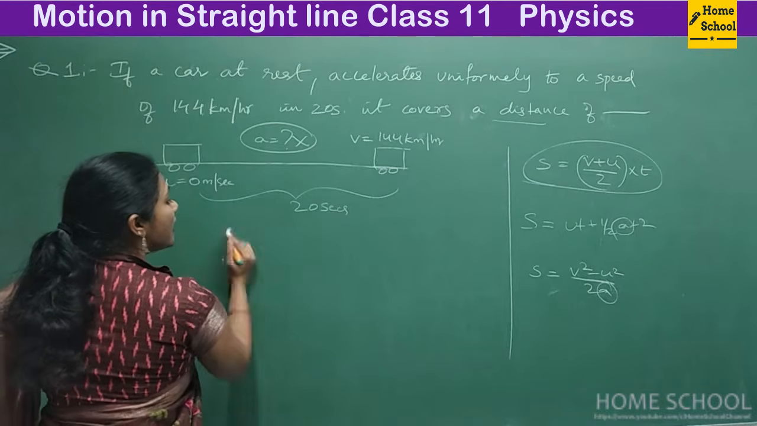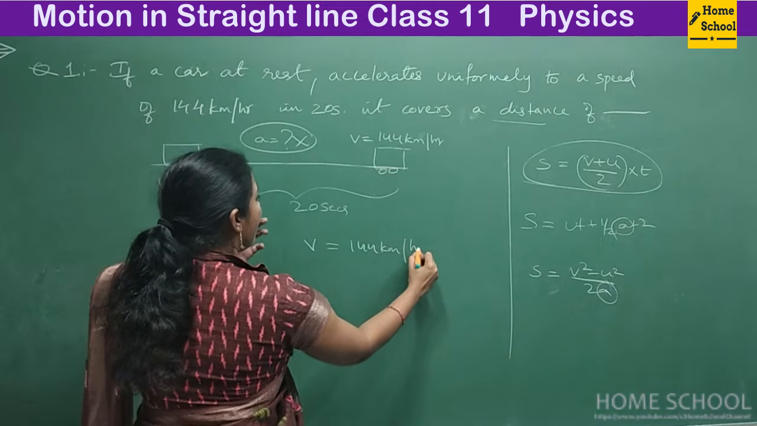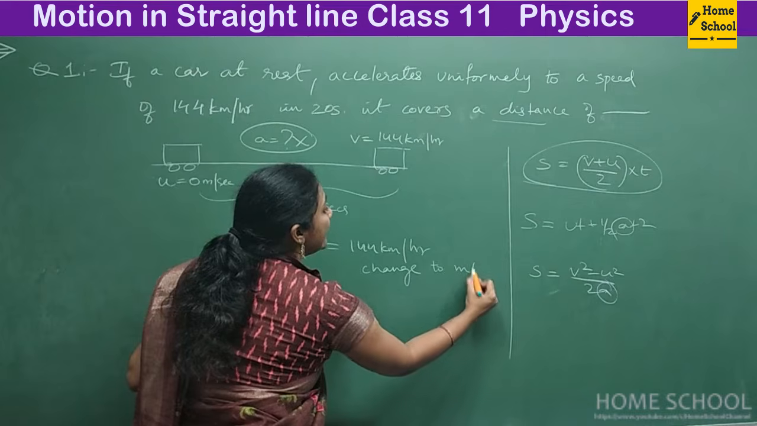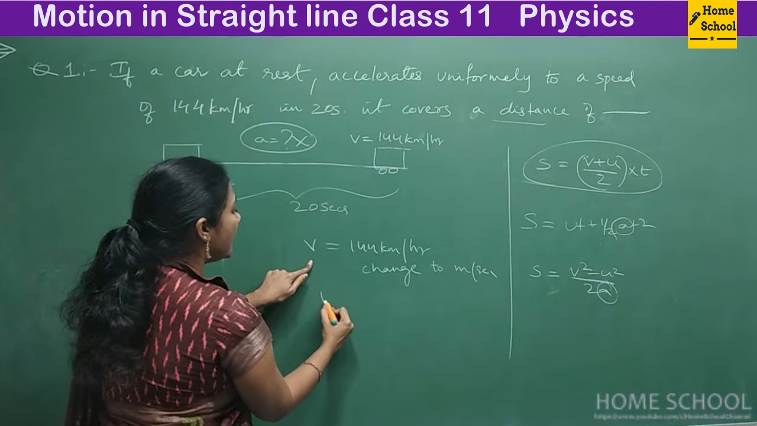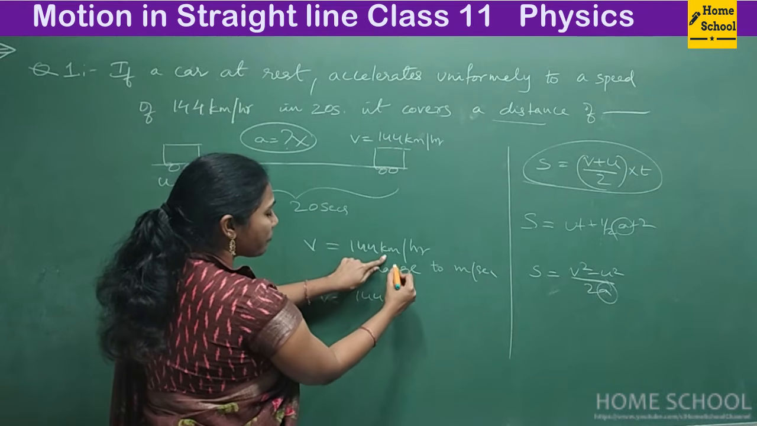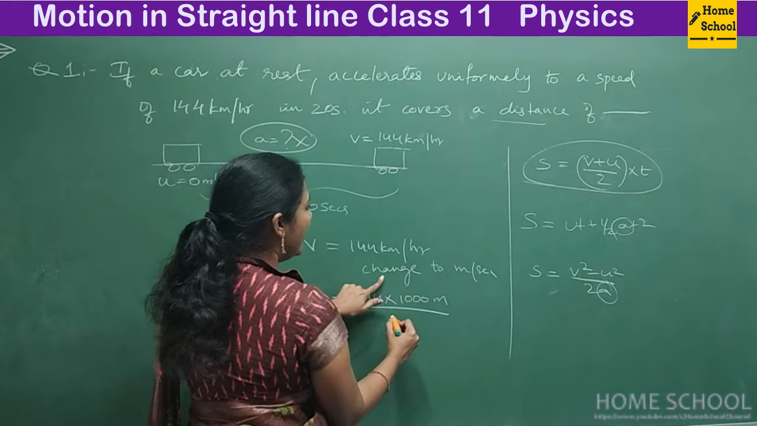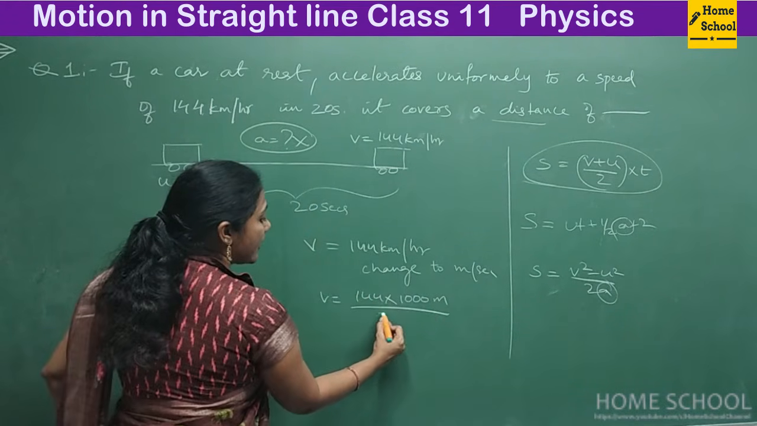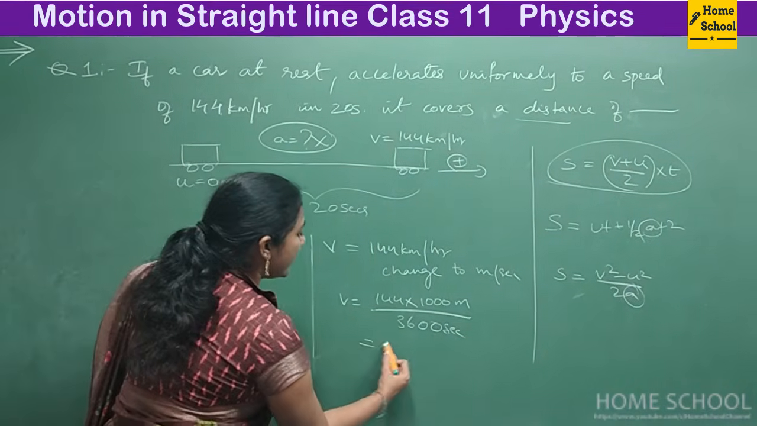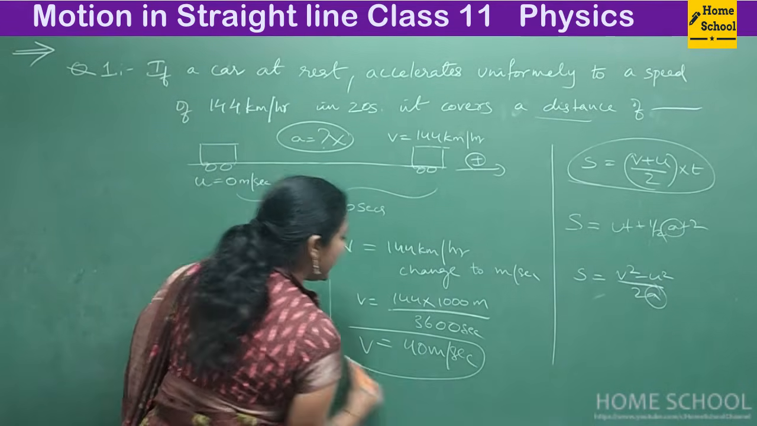So how do you change? v is given as 144 kilometer per hour. Change to meter per second. So v is equal to 144 into 1000 meters divided by an hour converted into seconds, which is 3600. See guys, when you calculate this, you will get around 40 meter per second. So your v in meter per second is 40.